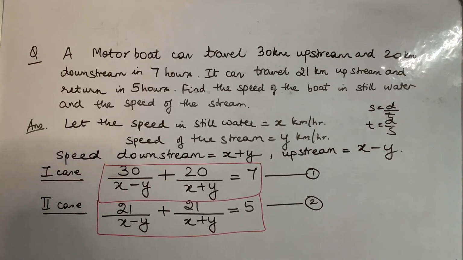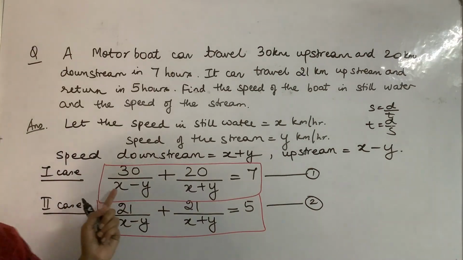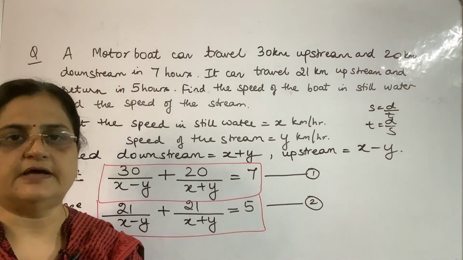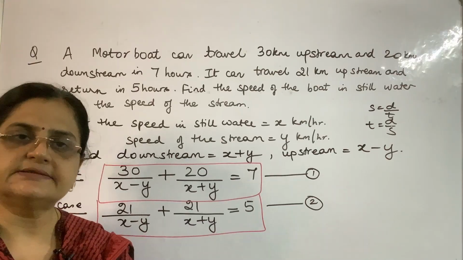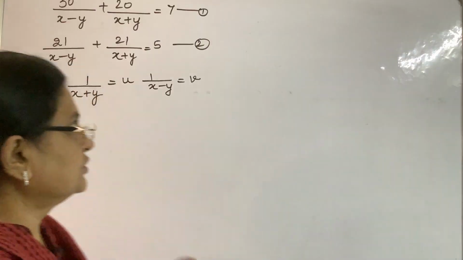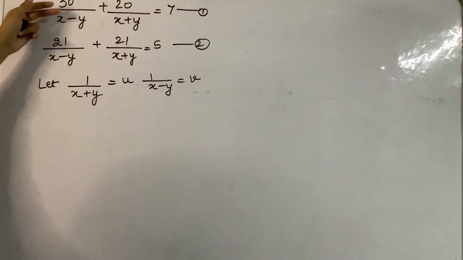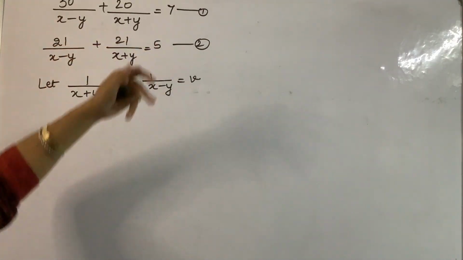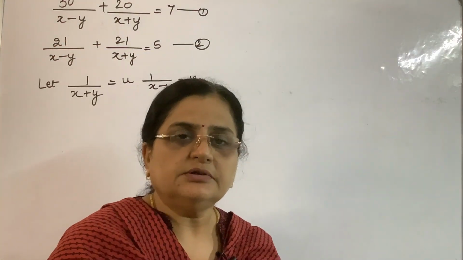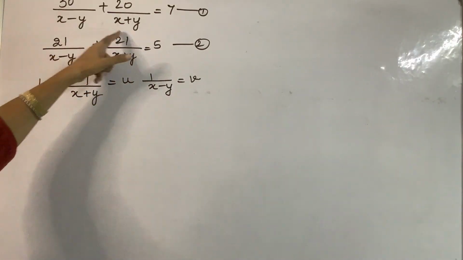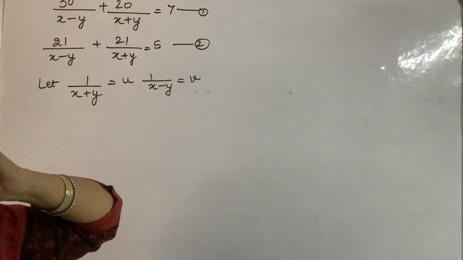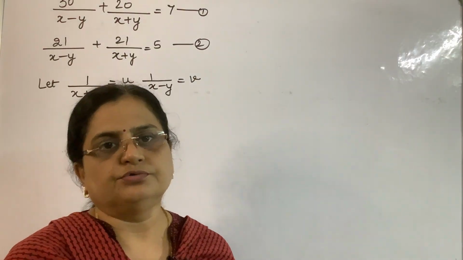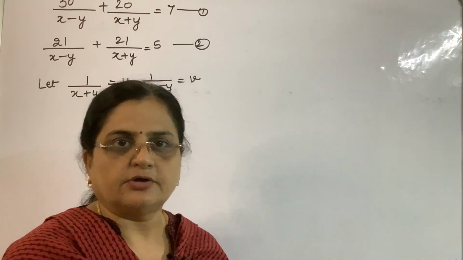Now how to solve these equations? These are again special equations. You can also get them as questions to solve and find out the values of x and y. So these were the two equations we got. 30 upon x minus y plus 20 upon x plus y is equal to 7 and 21 upon x minus y plus 21 upon x plus y is equal to 5. Now if you take LCM and try to solve them, you will not be able to solve them. So these are special cases which need a particular way to solve them. So let us learn this method also.